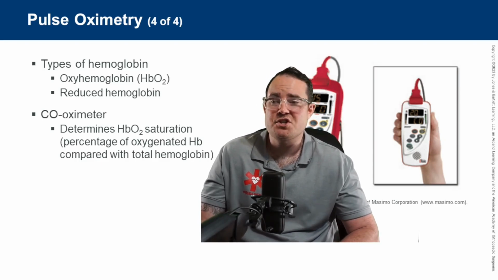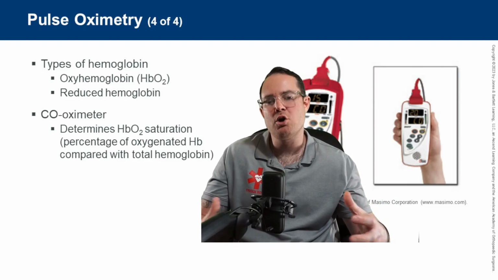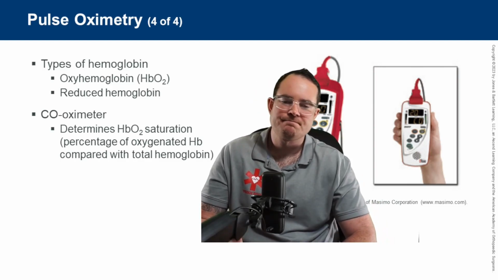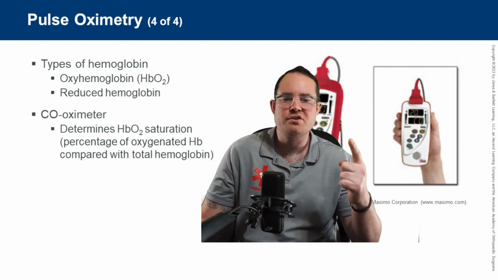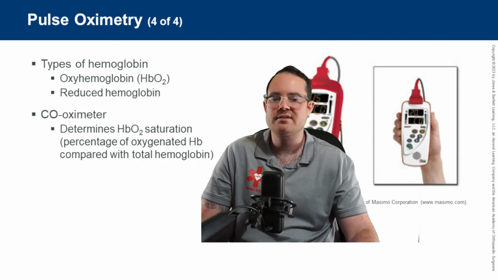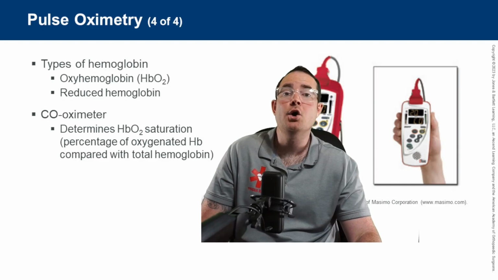CO is just telling us how much carbon monoxide is bound to the hemoglobin. It reads just like a pulse oximetry would. It goes on the patient's finger and looks identical to a pulse ox, but we can read CO levels.